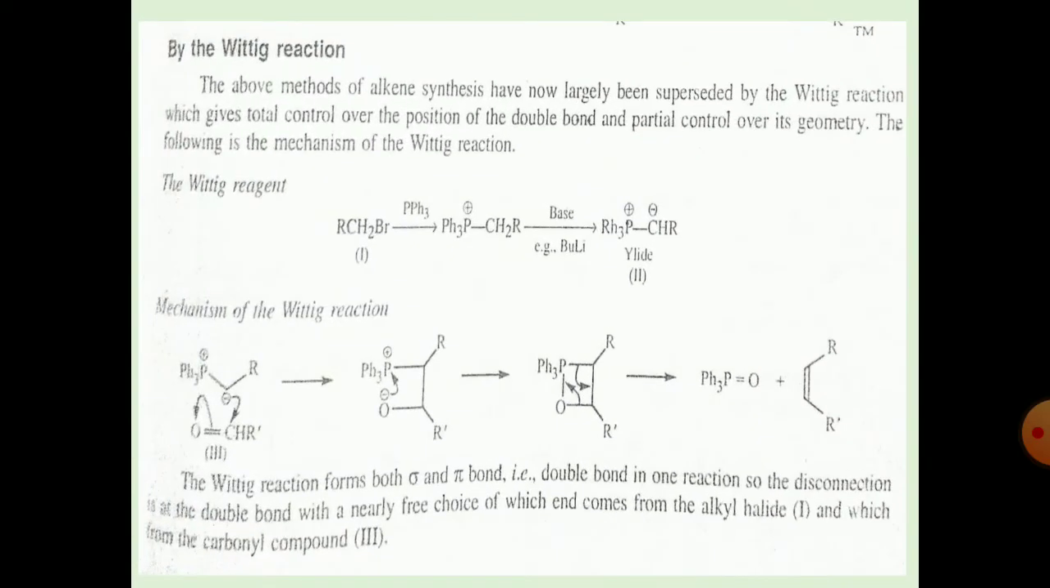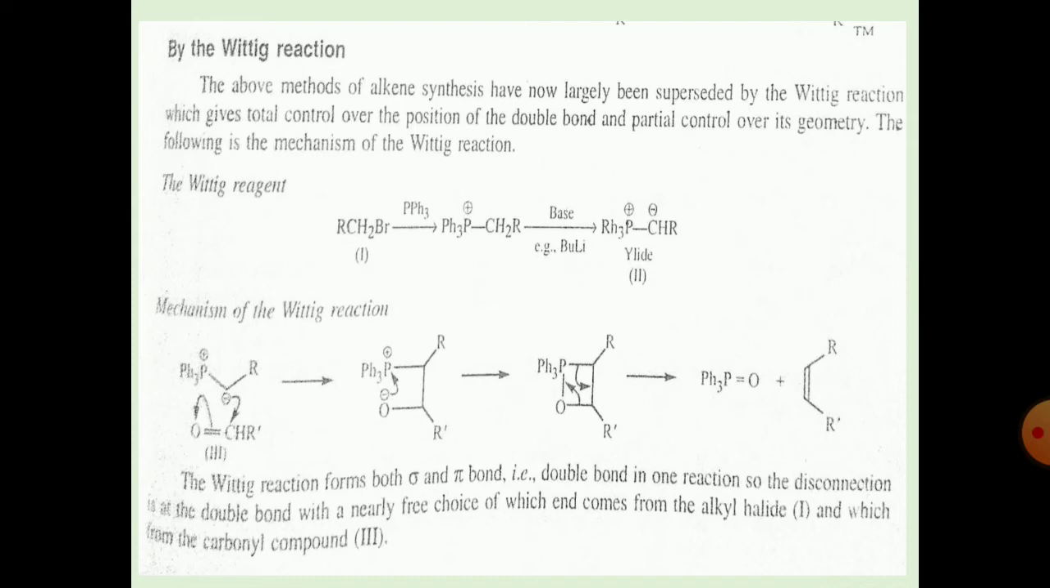Then the Wittig reaction. The above methods of alkene synthesis have now largely been superseded by the Wittig reaction, which gives total control over the position of the double bond and partial control over its geometry. Following is the mechanism of this Wittig reaction. The Wittig reagent is made from RCH2Br and PPh3, forming this adduct, and the last step is a base, BuLi, and halide formation.